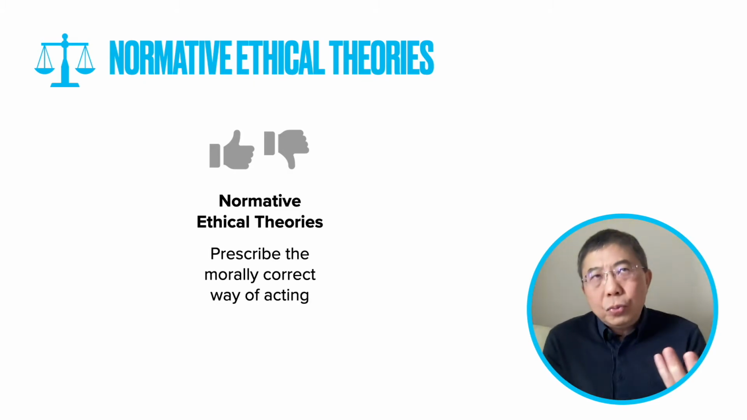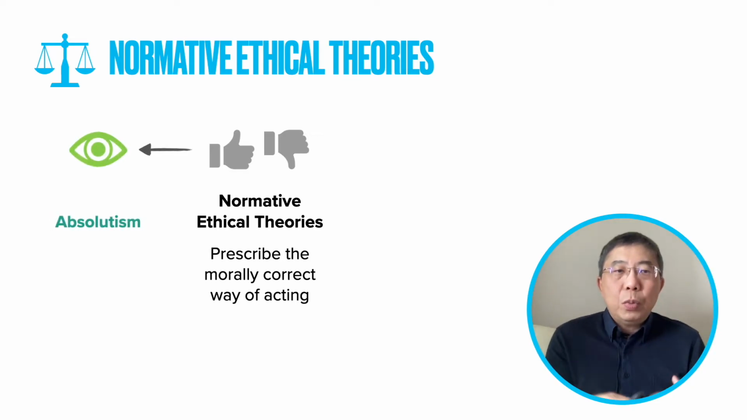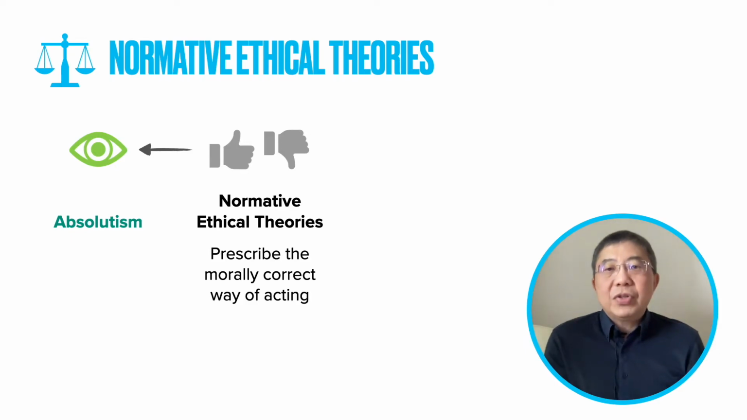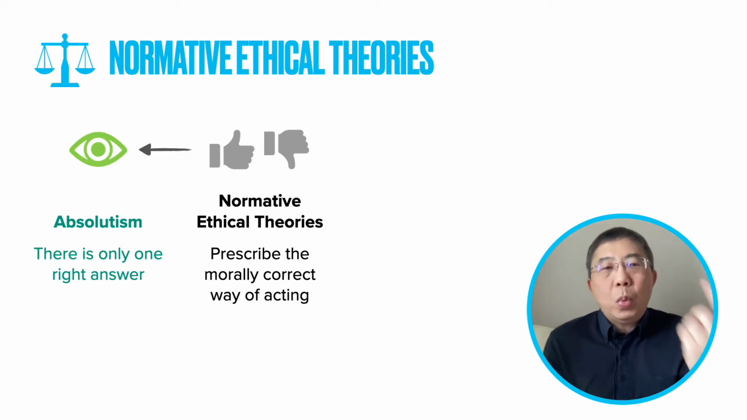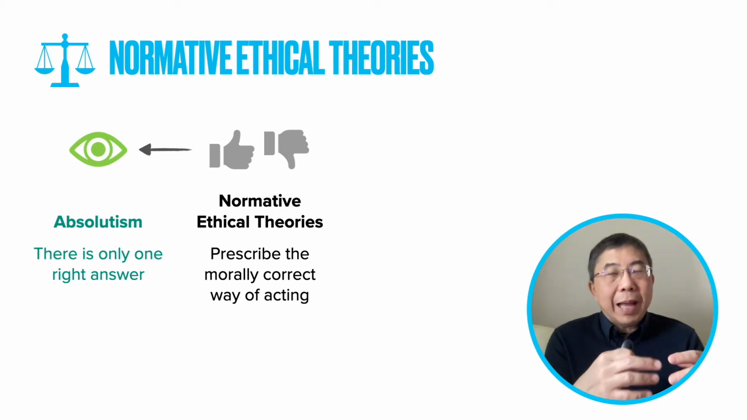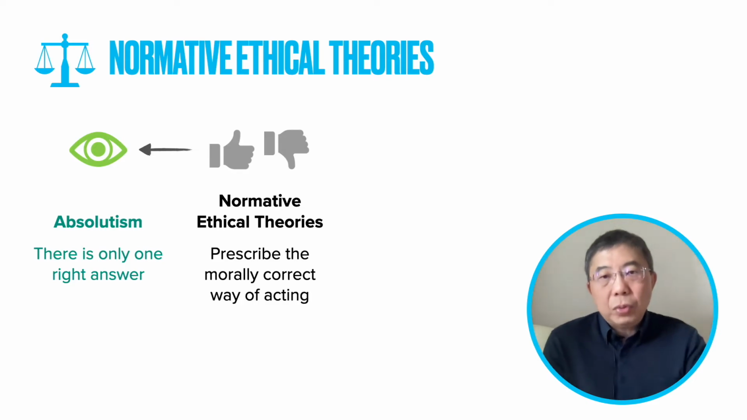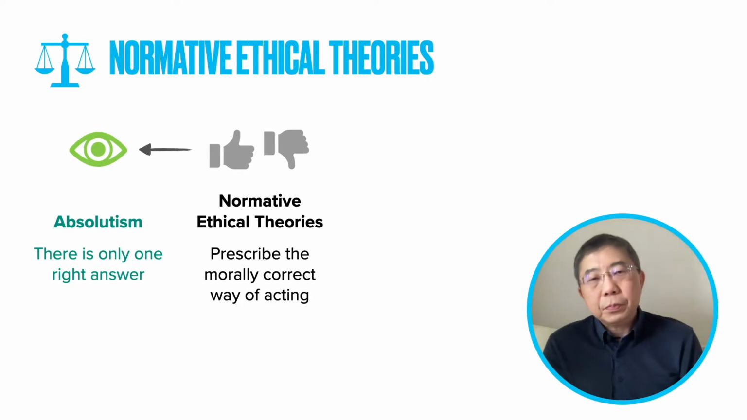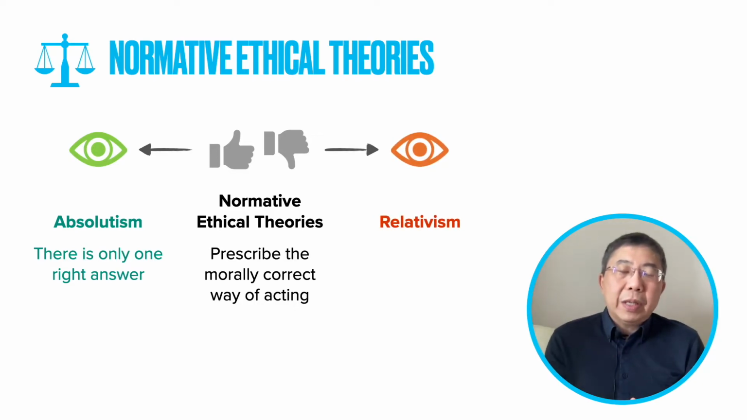Okay? There are two extreme views of ethical theories. There is one group of ethical theories which we call absolutism, which says that there's only one theory that you must follow. There's only one way of doing things. There's only one right way of doing things, right? You can argue that religion could be somewhat an absolutist approach, because you either follow that religion or you don't follow that religion.